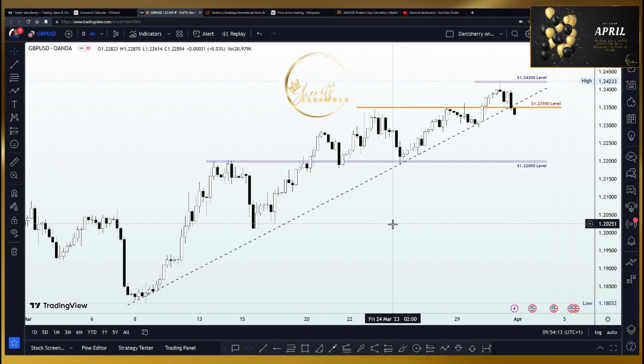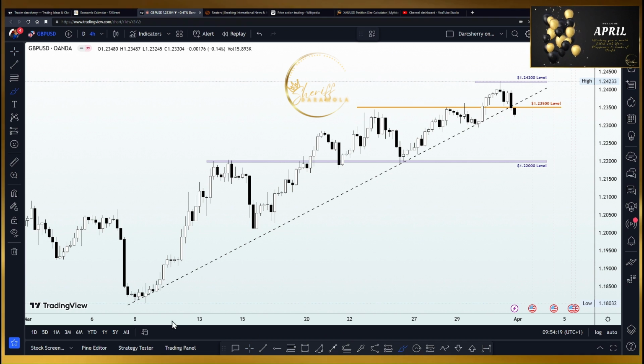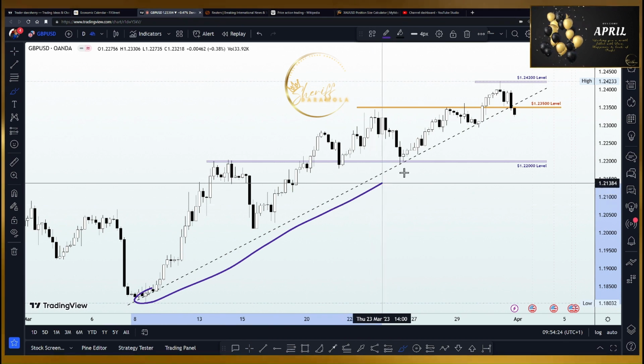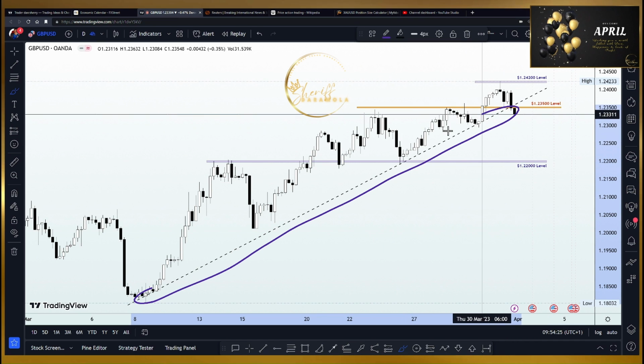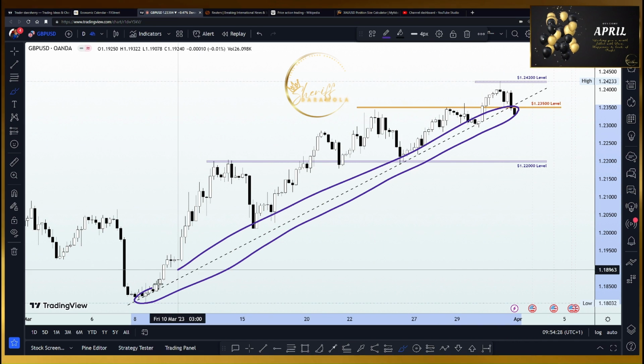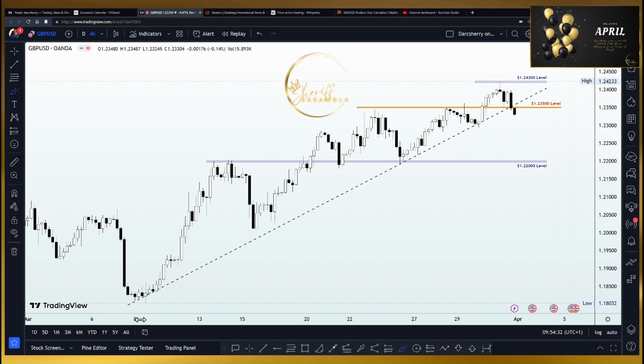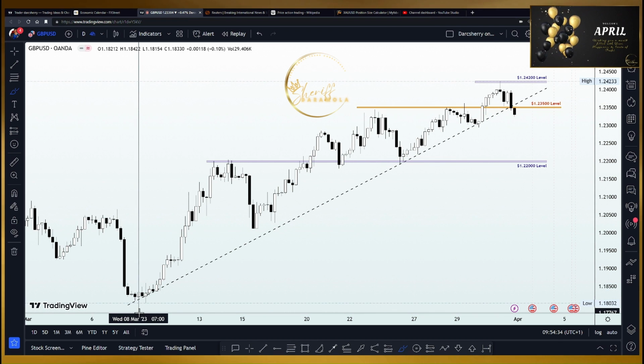And if you look at the structure we have here, it is quite obvious that price action has been bullish. And to further emphasize the strength of the buyers in this market, I was able to connect a series of higher lows here to give us this resultant bullish trend line, which has been supporting this momentum in the last 3 weeks. But something interesting happened here.